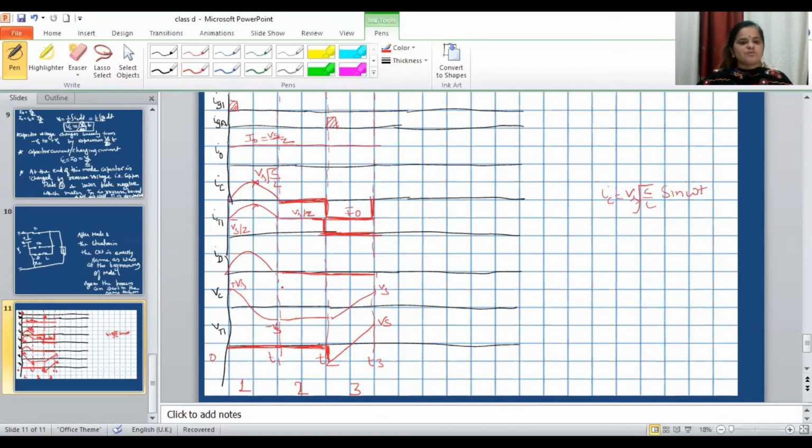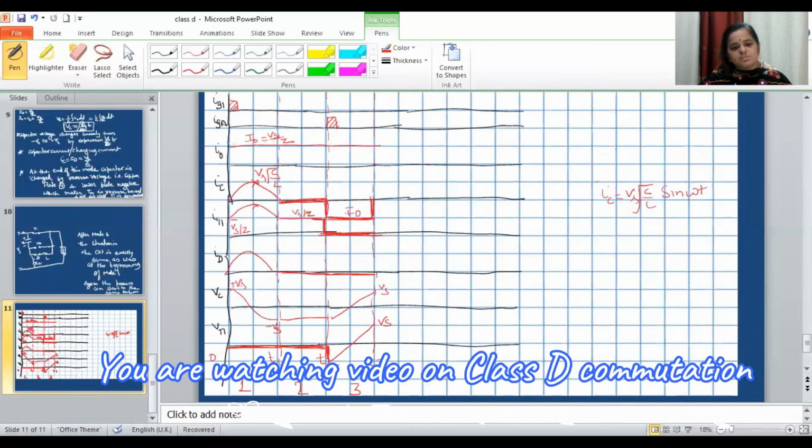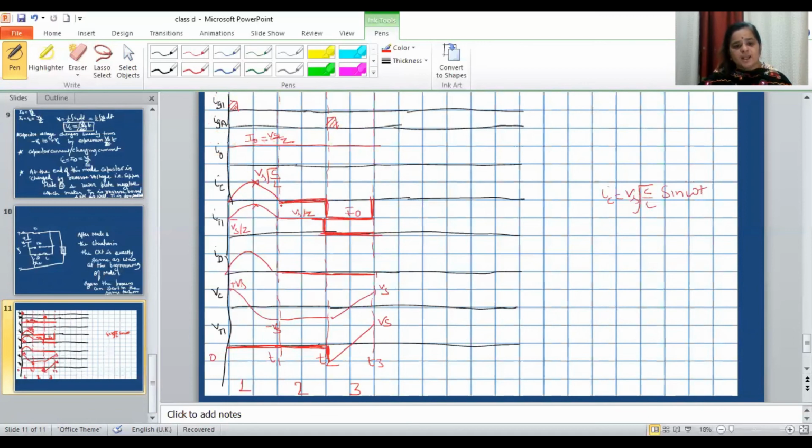So these are the waveforms. I have plotted IG1, that is the firing pulse to T1, IGA, the firing pulse to the auxiliary thyristor, I0 which we have assumed constant and continuous, and IC, which in mode 1 is Vs root C by L sin omega t, and the peak value is Vs under root C by L. In mode 2 the charging current is 0, and in mode 3 it is equal to the load current, which is Vs by Z. So it is constant but in negative direction.